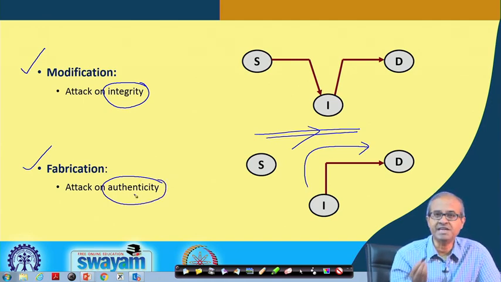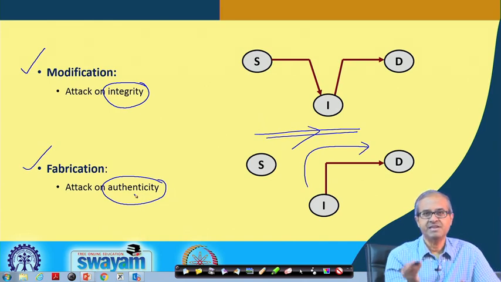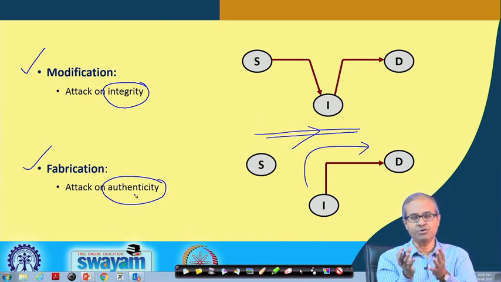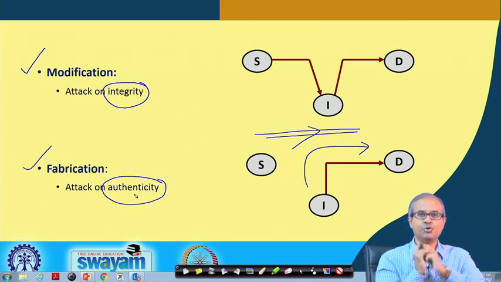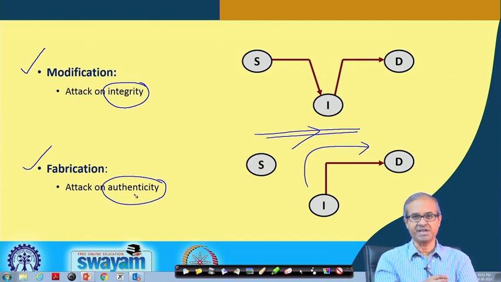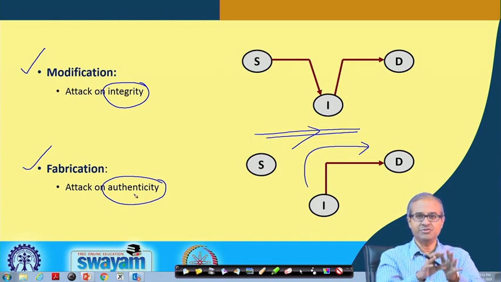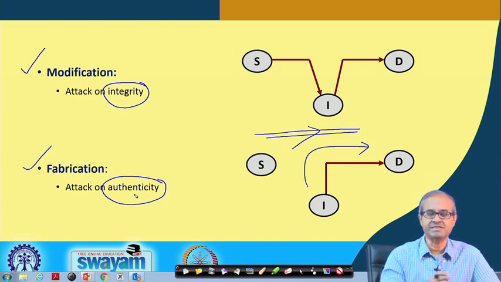You see, authentication again becomes a very important issue here. Authentication means the destination must be sure of the actual sender of the message or the packet. Who is actually sending? Is it S or someone else, I, is sending it by fabricating a packet? Okay. So, these are broadly the security attacks which are very important in a very general context.